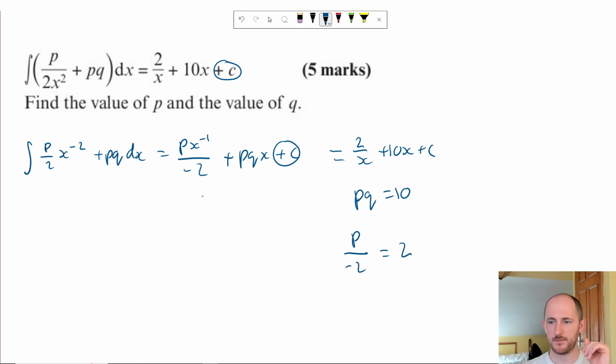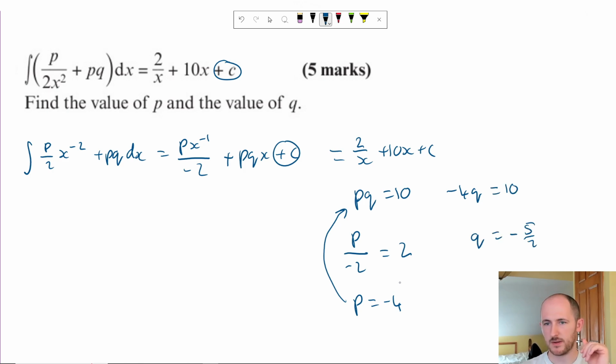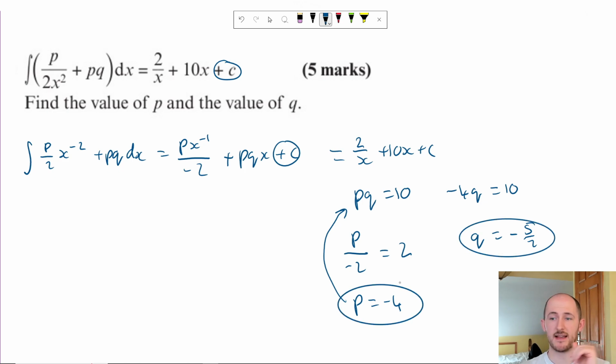Just like that. So now, of course, we can solve. So we get p is equal to minus 4. Subbing that into here, we get minus 4q equals 10. So q is equal to minus 5 over 2. For 5 marks, I think that is remarkably generous. But again, it's the comparing coefficients and it's doing the integration properly that really matters.